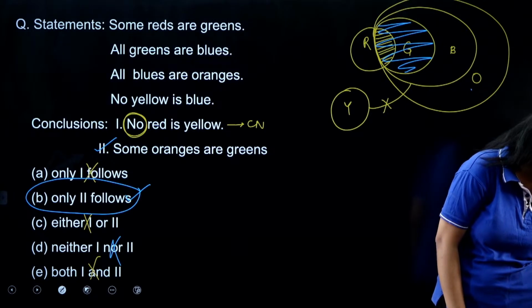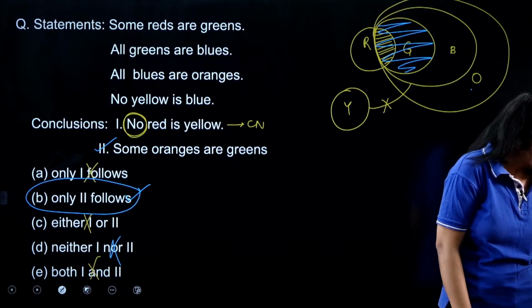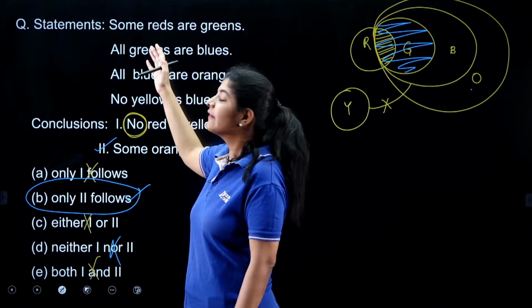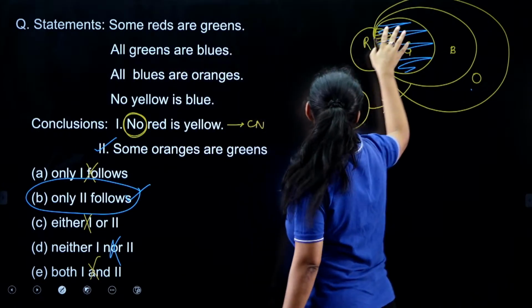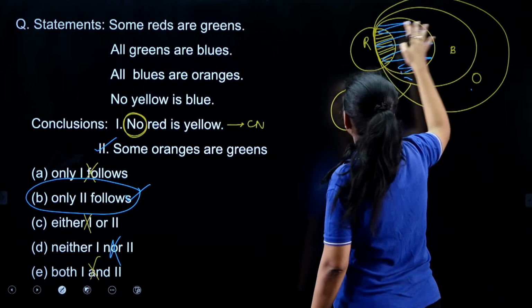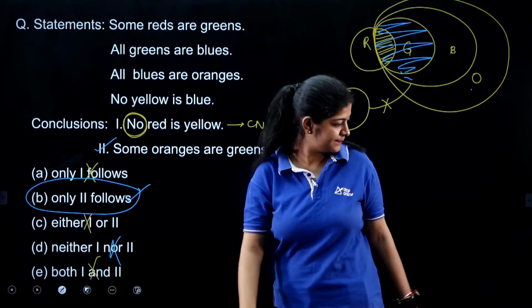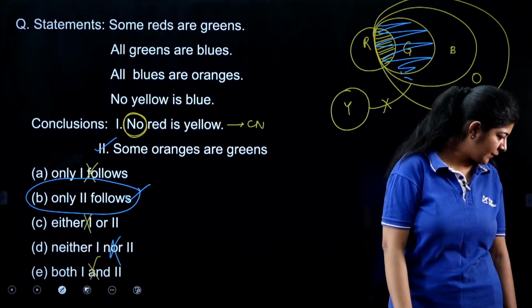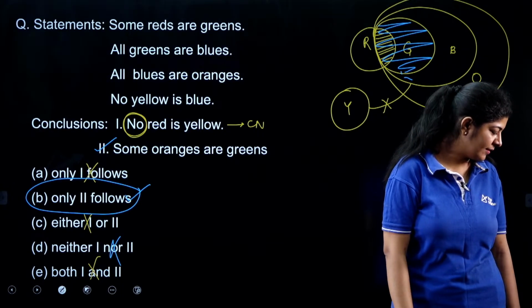Ma'am, explain the second statement. Shrikant, it's simply saying that the whole part of green are blues. The whole part of greens are lying in the part of blue. It's very simple. Right? Only 2 is the correct one. Very good, Ramdas. Very good, Sundaram.